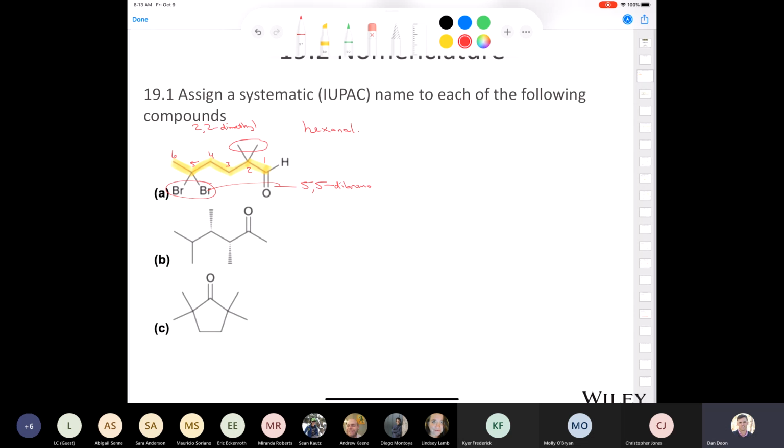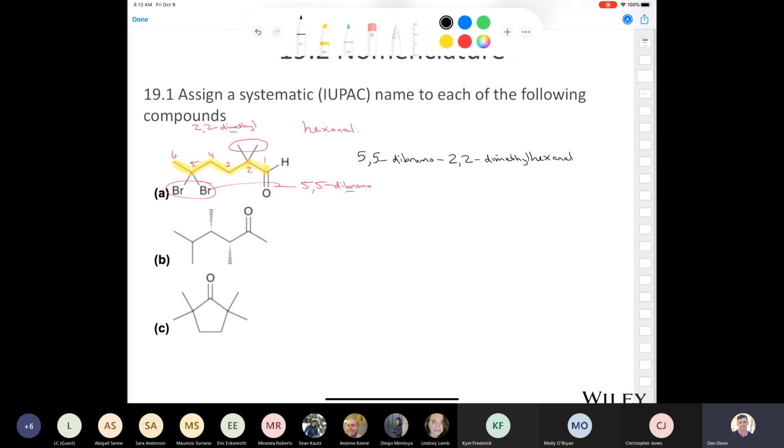And remember, when we're alphabetizing our substituents, we ignore all prefixes except for iso, cyclo, and enol, none of which are present in this molecule. And so we're going to alphabetize the dimethyl according to the letter M and the dibromo according to the letter B. When we put all that together, we get 5,5-dibromo-2,2-dimethylhexanyl.